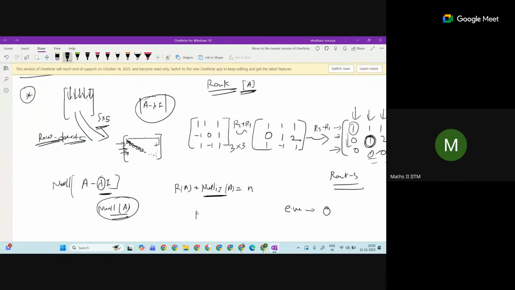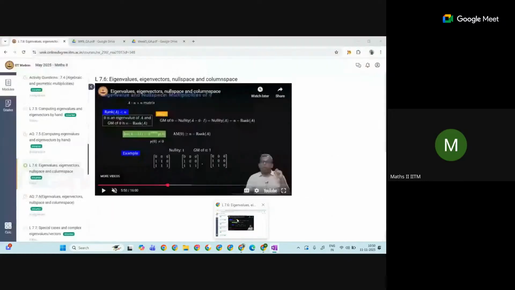So you can directly say nullity is going to be N minus rank of A. By this simple formula, you just find the rank, and then you can easily decide what the geometric multiplicity is going to be, just by finding the nullity of A as N minus rank of A. So these tricks are important. Some questions will be asked on these tricks.